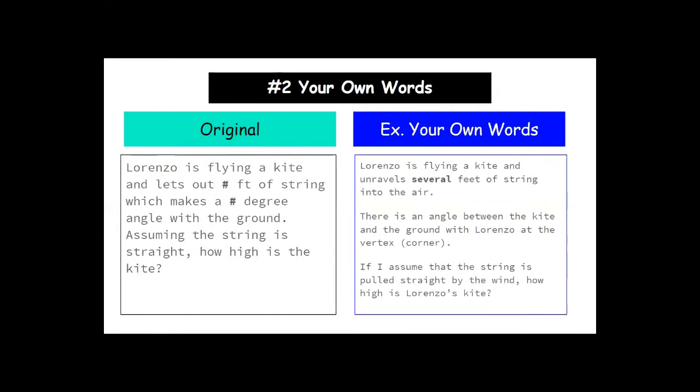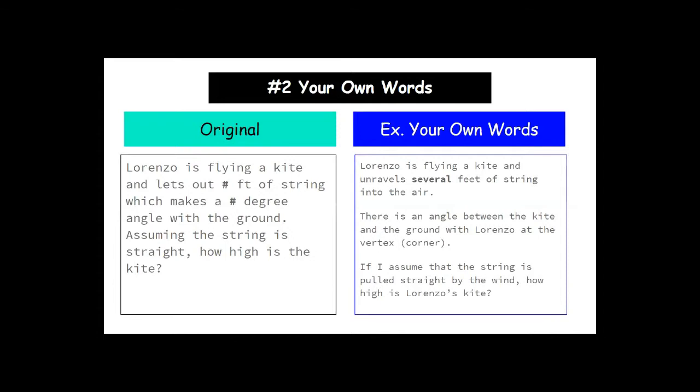I included "unravels" and "into the air." So "unravels" several feet of string into the air. That wasn't included in the original question. I included it so that we can see the string being carried away into the air by the wind as the kite gets higher into the air.